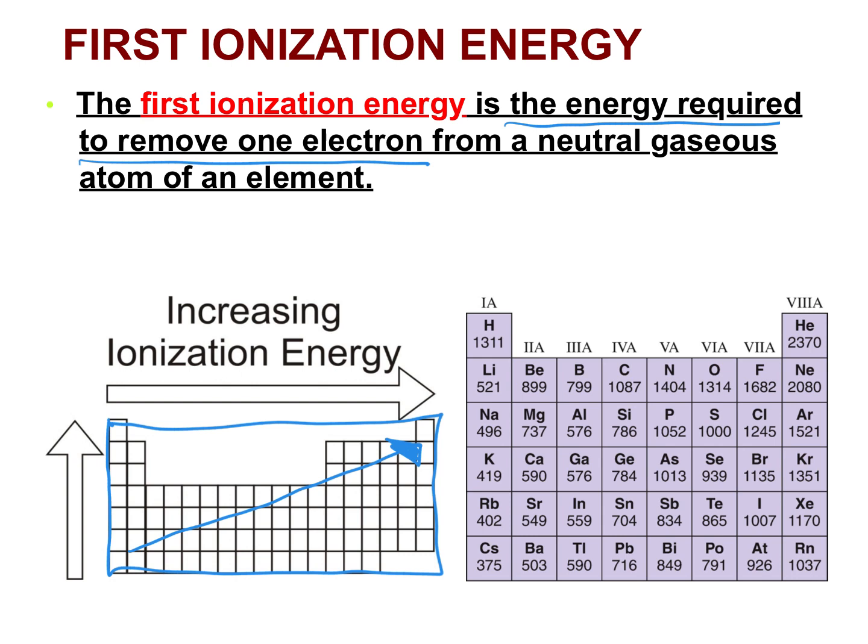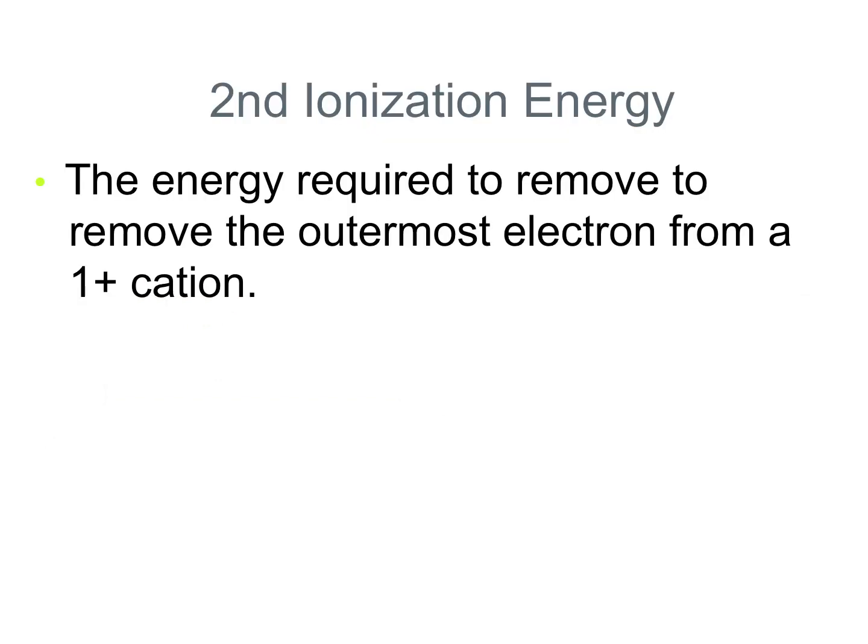Okay. What you need to know is this right here. You need to know it increases up to the right. There is such a thing as second ionization energy, third ionization energy, fourth, and so on. Second is just, if we've already removed one electron, how much energy does it take to remove the next electron? Third would be how much energy does it take to remove the electron after that. In this class, we'll only look at first ionization energy.